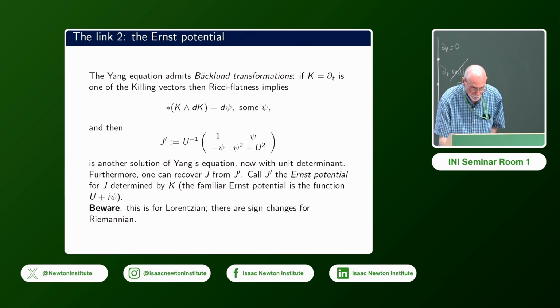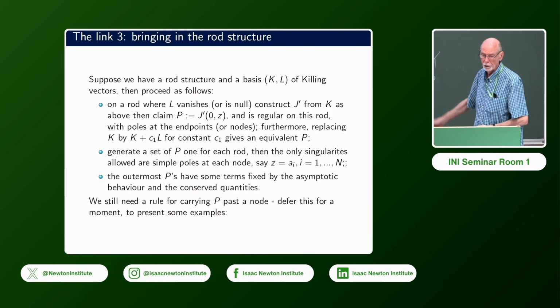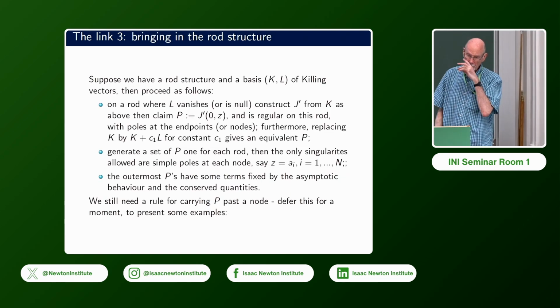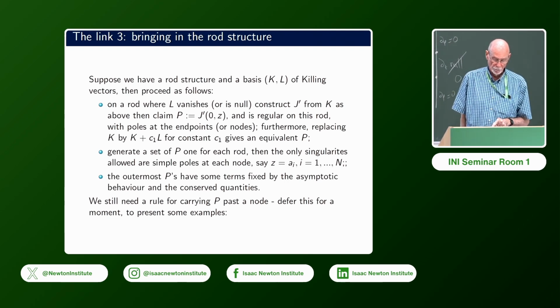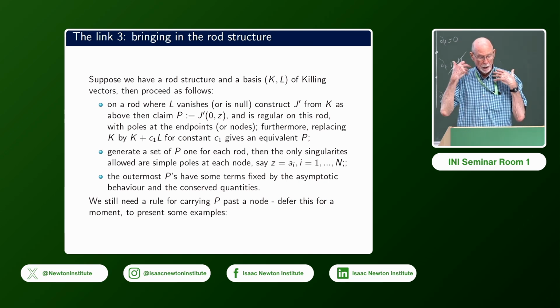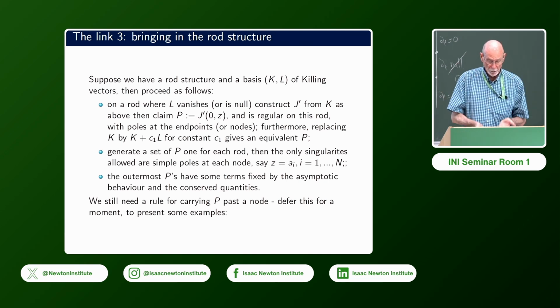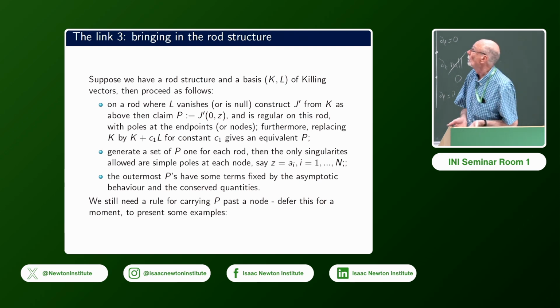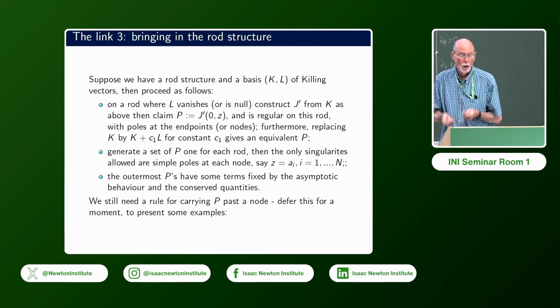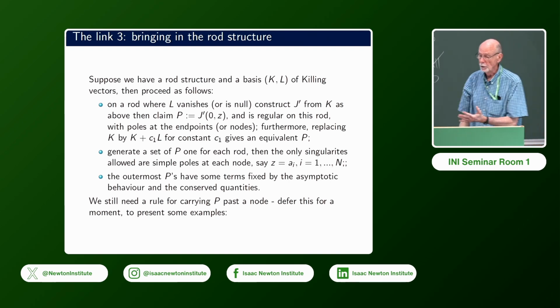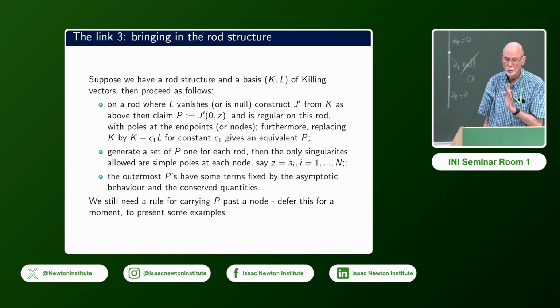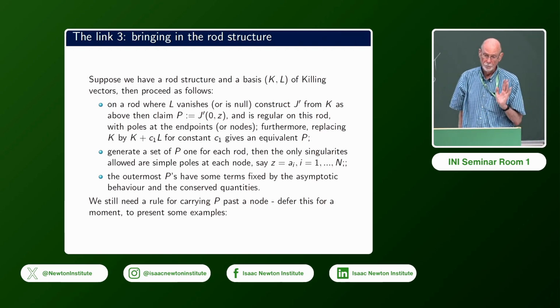I can get a J primed for each rod. So suppose we've got the rod structure, somehow we know what the Killing vectors are, and on a rod where L vanishes, or is null, you construct J prime from K, and then the payoff is that the P matrix that we've been struggling for is that J primed on the axis. And so it's still a function up and down the axis. Now, I'm not going to prove that. It's in the Fletcher, Woodhouse, Mason-Woodhouse papers from 30 years ago.